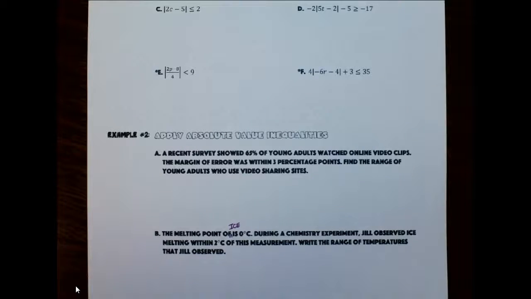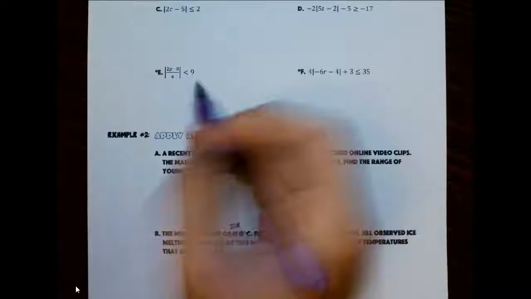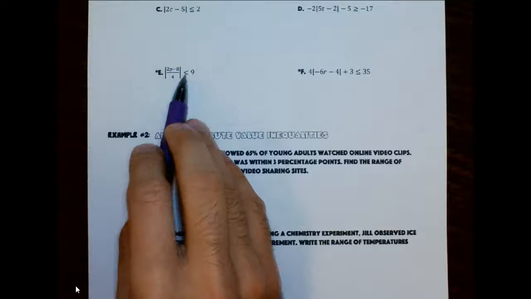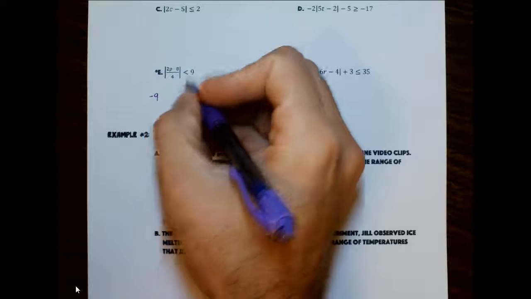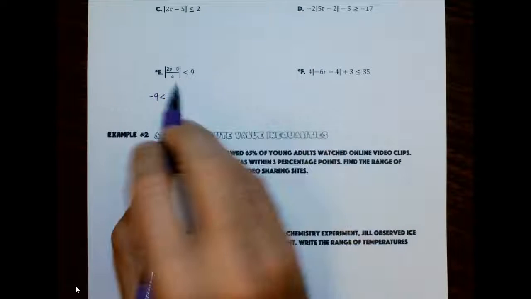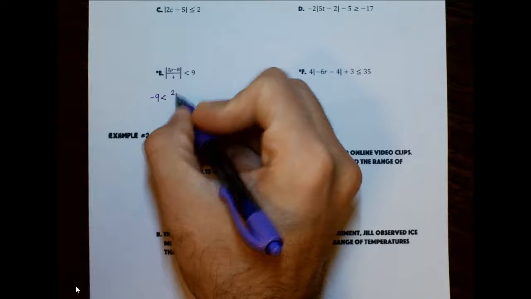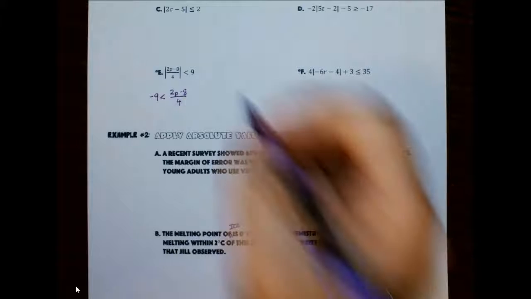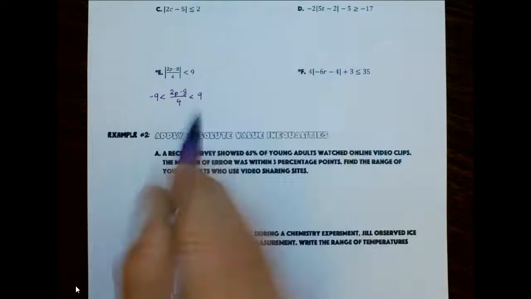Alright, finishing up the U-tries from yesterday. In problem E, you have a less than symbol. The absolute value is by itself. So you want to take the opposite of 9, which would be negative 9, put it on the far left. Bring down your inequality symbol. What goes in the middle is inside of the absolute value bar, so that's (2p minus 8) all over 4. Bring down your inequality symbol, and then the number that you see.